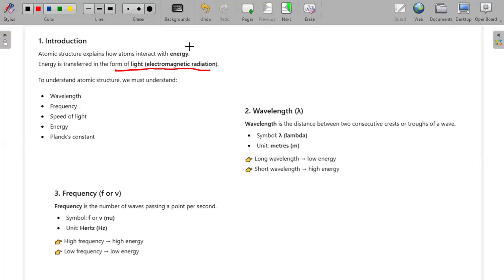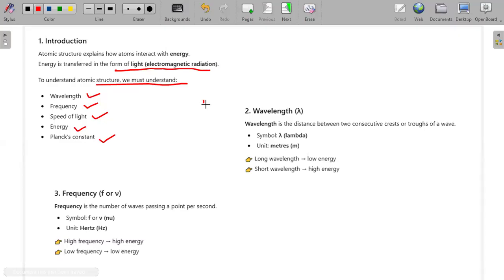This is just a spectrum that contains different types of radiations that are there. We're going to discuss them, and some important things that we need to know about them, like the wavelength, the frequency, and the energy. All right, so here I was saying to understand atomic structure, we must understand wavelength, frequency, the speed of light, which is a constant, the energy that will be in form of the light, and the Planck's constant.